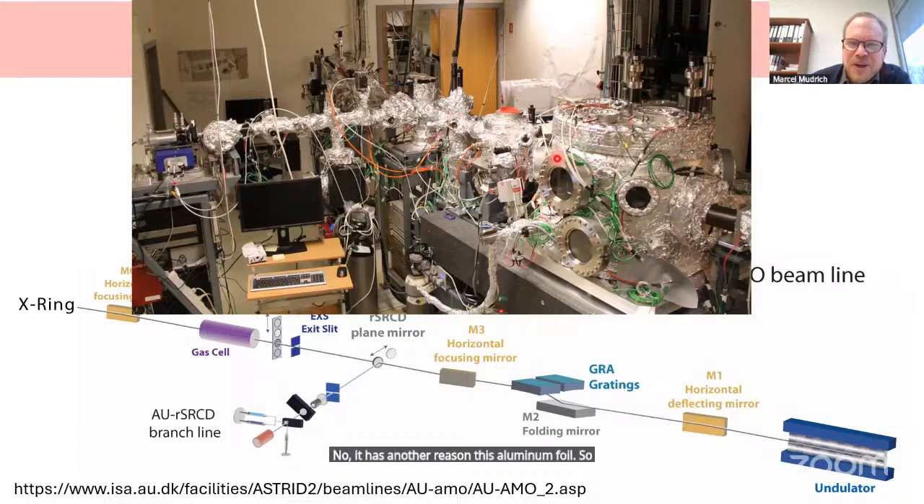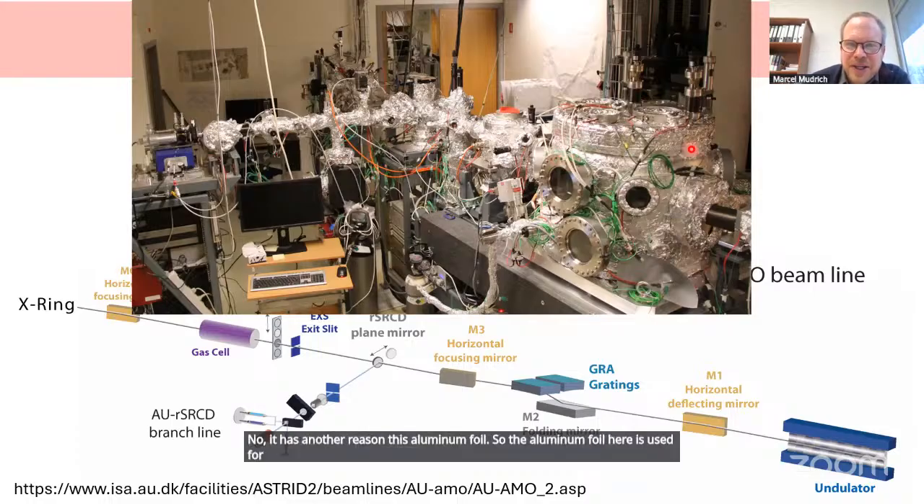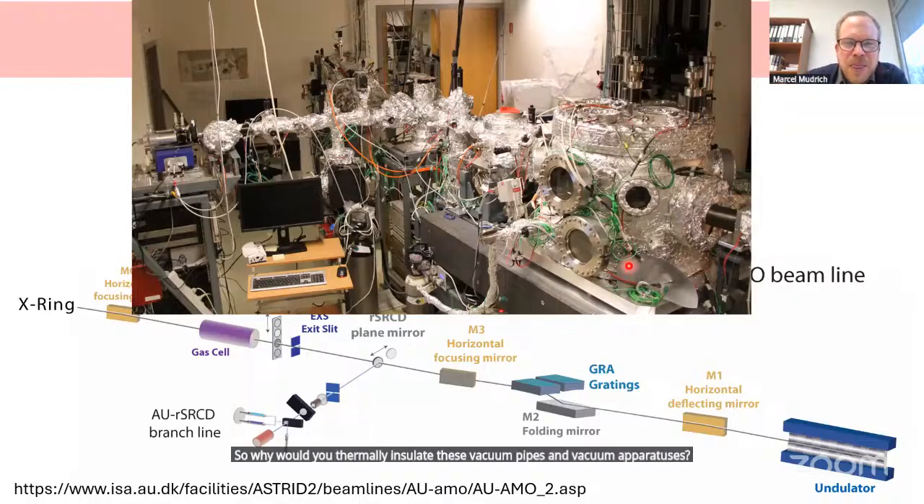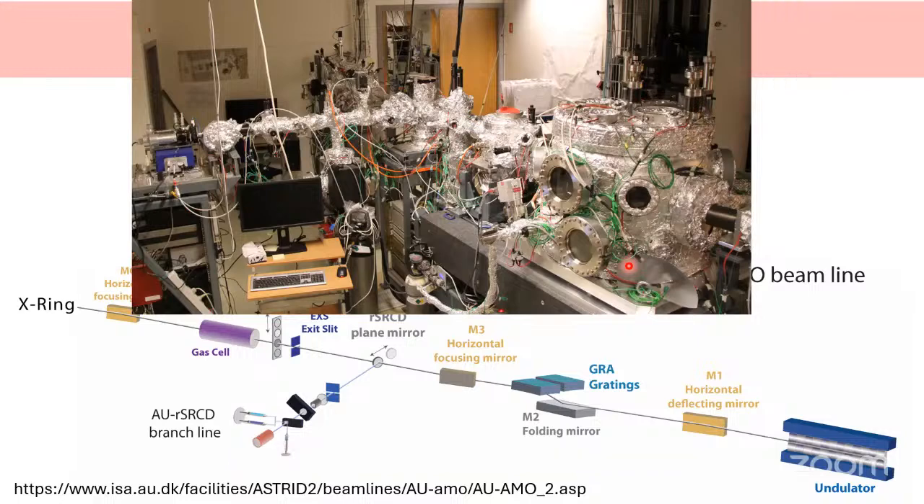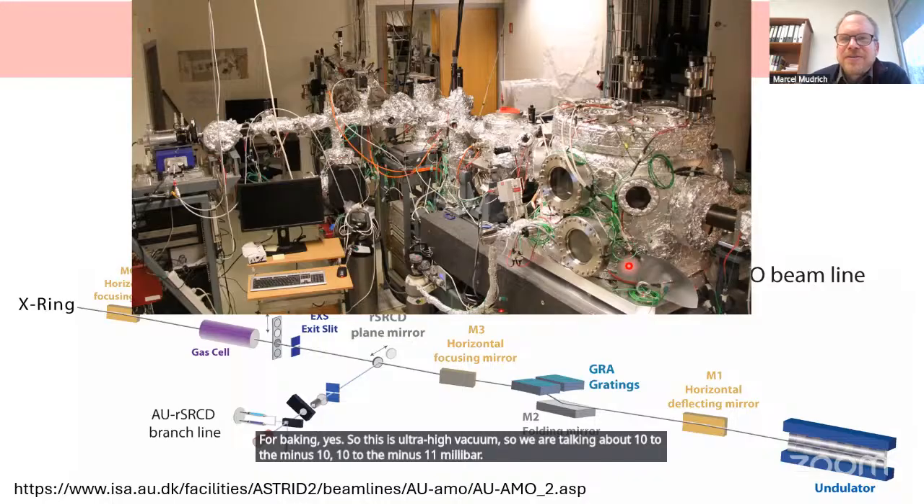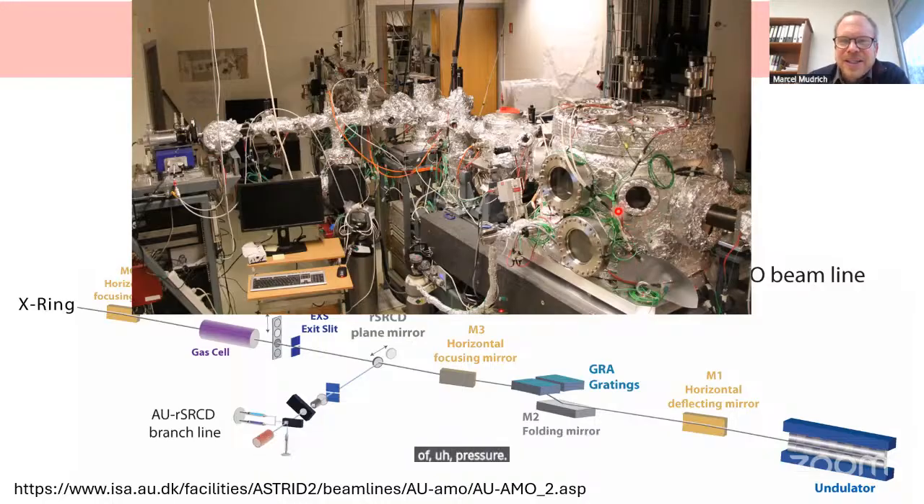This aluminum foil is used for thermal insulation. So why would you thermally insulate these vacuum pipes and vacuum apparatuses? For baking the system. For baking, yes. So this is ultra high vacuum. We are talking about 10 to the minus 10, 10 to the minus 11 millibar of residual gas pressure, so very high vacuum.